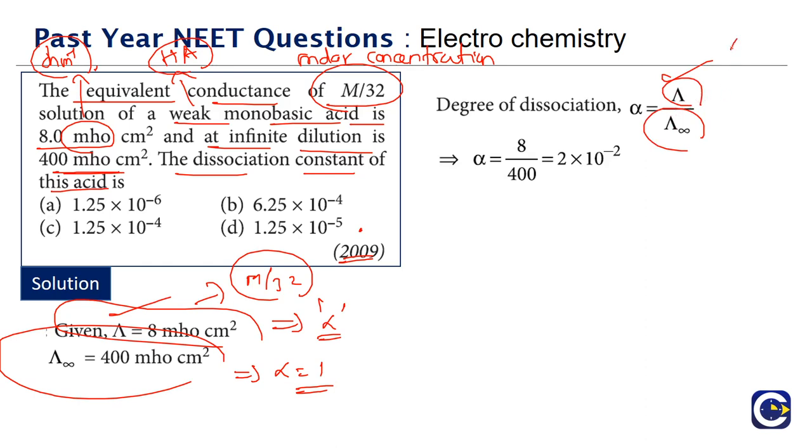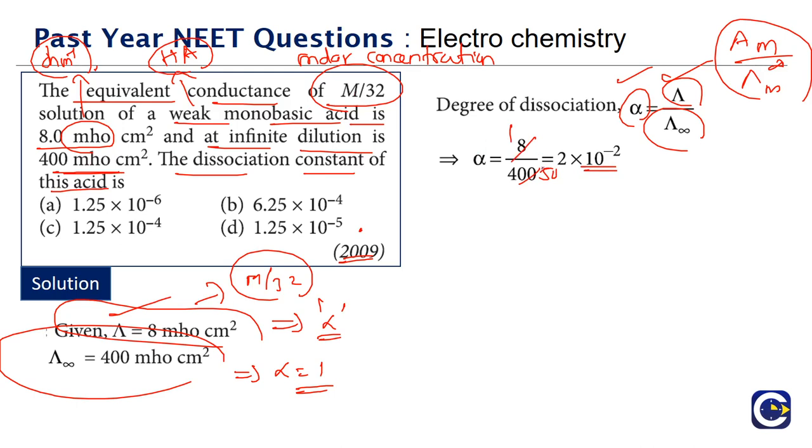You can also talk in terms of the molar. So we have the molar conductance at a given concentration divided by molar conductance at infinite dilution, either equivalent or molar, whichever. The ratio is going to give us alpha, the degree of dissociation at that particular concentration. It means the equivalent conductance at the given concentration is 8 divided by 400, which is 1 by 50, which is 2 into 10 power minus 2. That is our alpha value.